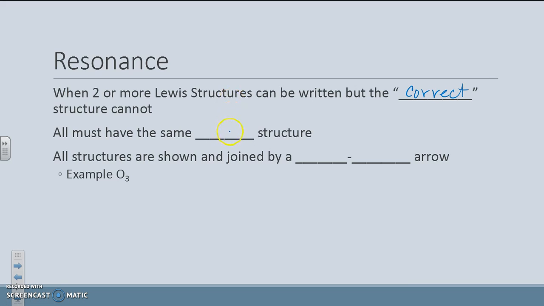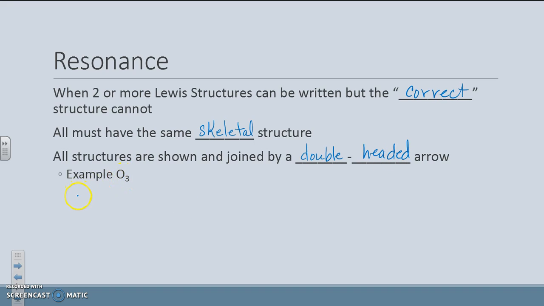All right, so when you're writing these resonance structures, all of them must have the same skeletal structure. So they must all be similar as far as the skeletal structure is concerned. And when you write them, you would show all structures and you would join them by a double-headed arrow. All right, so what in the world does that mean?